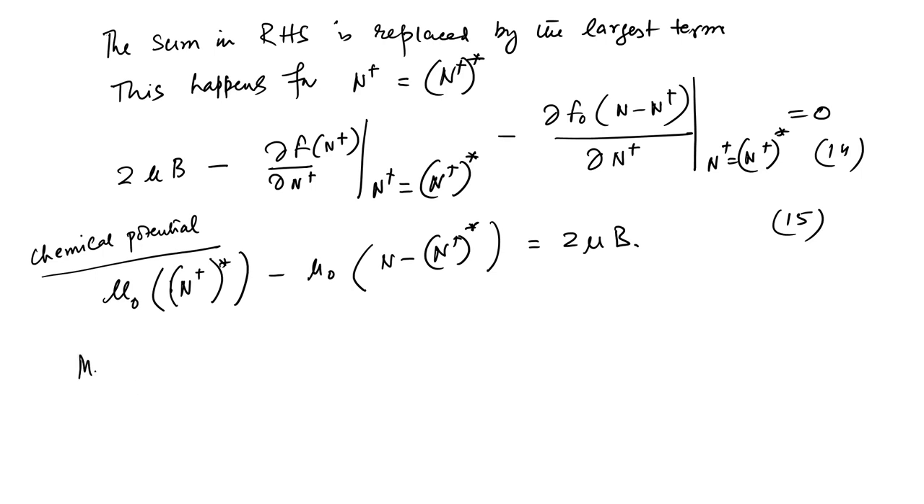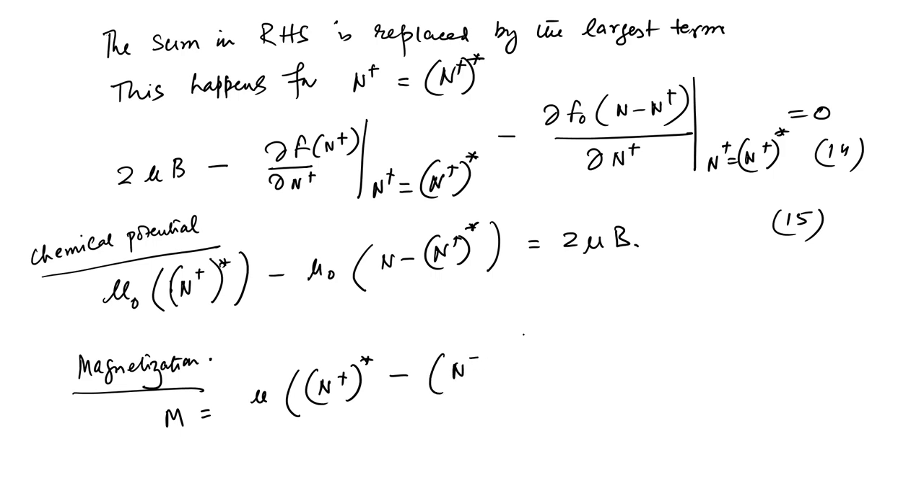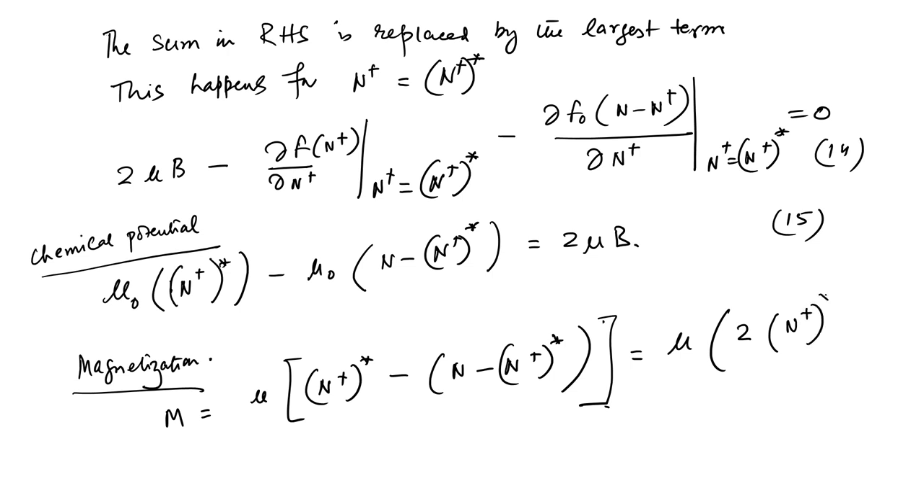Okay. And now magnetization can be obtained easily, which is nothing but m equal to mu, and then you have this n plus star minus n minus, well, I mean, I do not have an n minus, so we will write it as n plus star. So, this is not the chemical potential, that is why we have written it as mu_0, mu is the magnetic moment. So, this is the expression for that. So, there is another, let me write it, so this, that is the magnetization, and this can be sort of written as mu, 2 n plus star minus n, and let us call this as mu n r, where r is between 0 and 1.